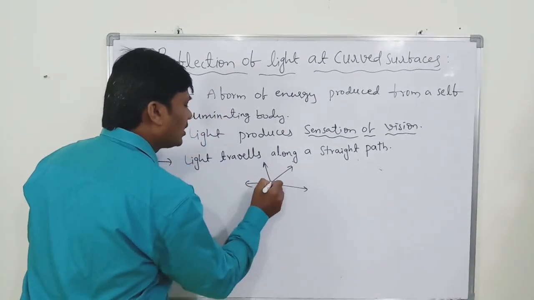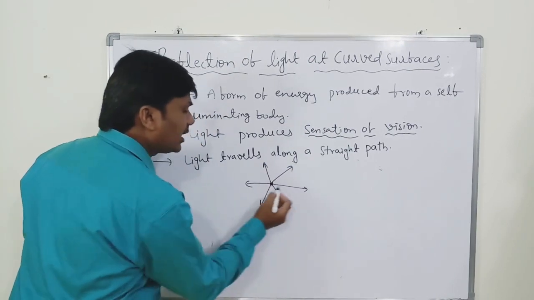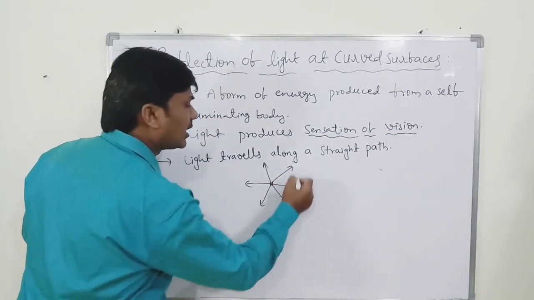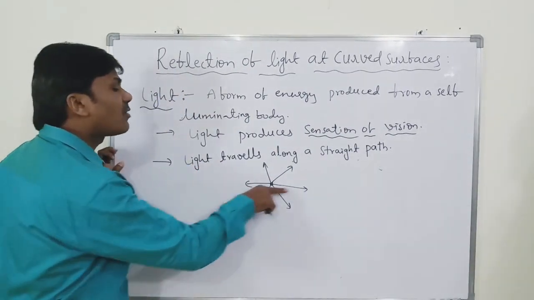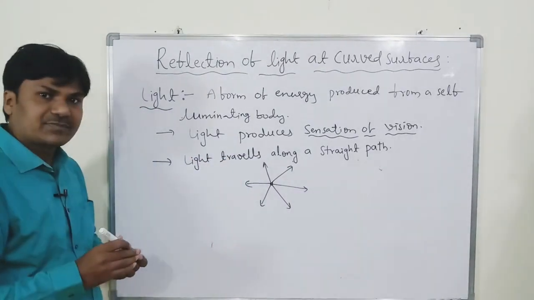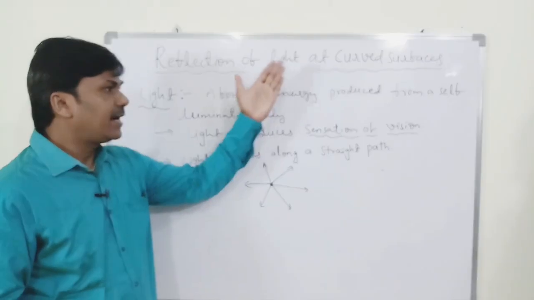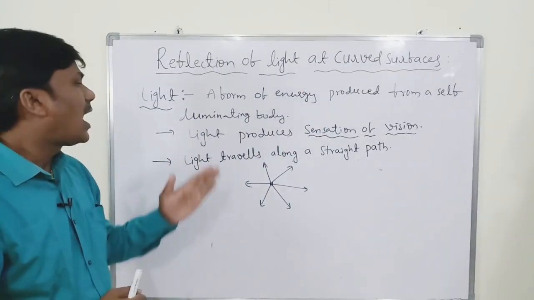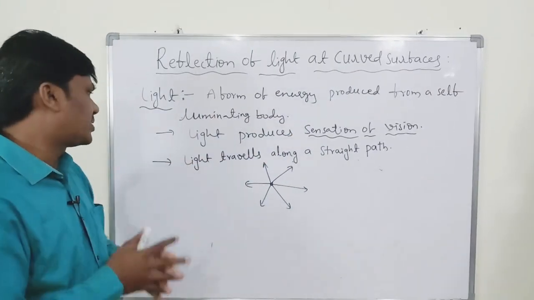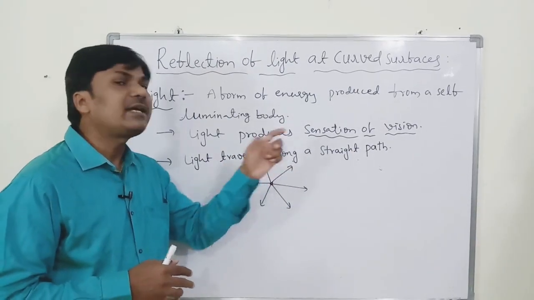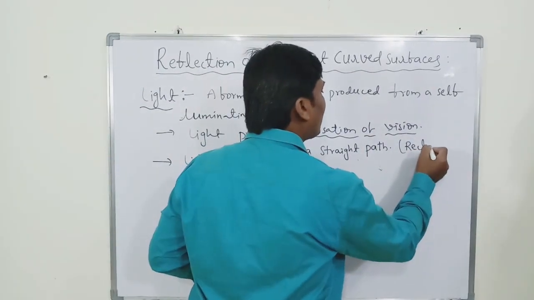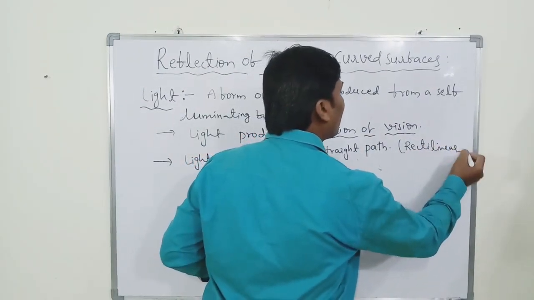It spreads in all directions, but whatever direction you take, in that direction light travels along a straight path only. It doesn't travel by bending and bending. It just travels along straight paths. Okay, this is the basic knowledge of light. Understand? Light is a form of energy. It is produced from a self-illuminating body, and light produces the sensation of vision. That means if there is no light, you cannot see any object. And next, light travels along straight paths only. This property is called what? Rectilinear property. This is called the rectilinear property of light.